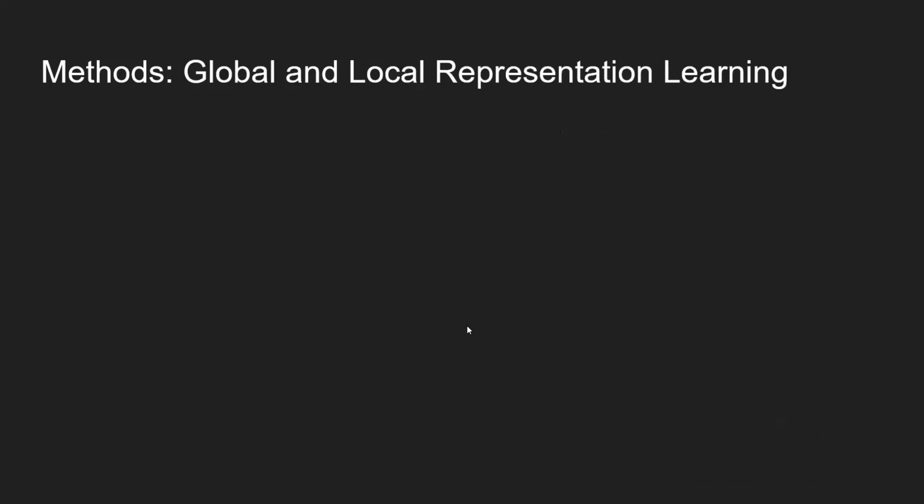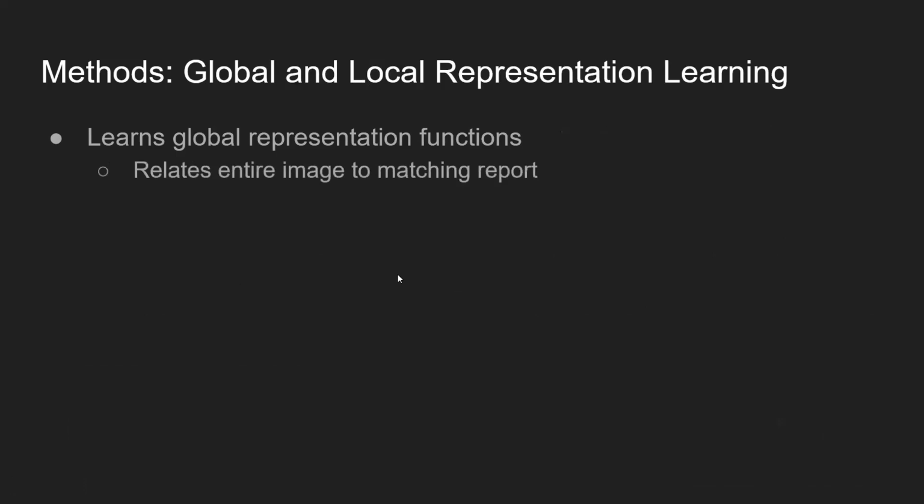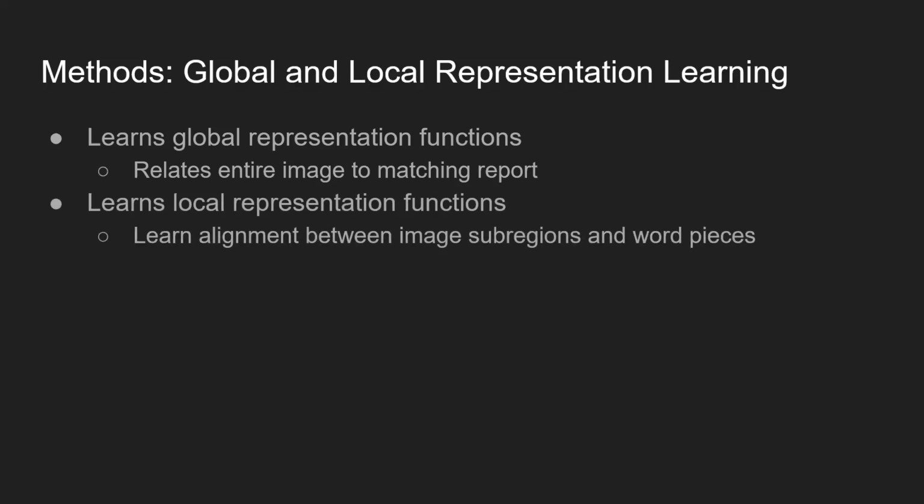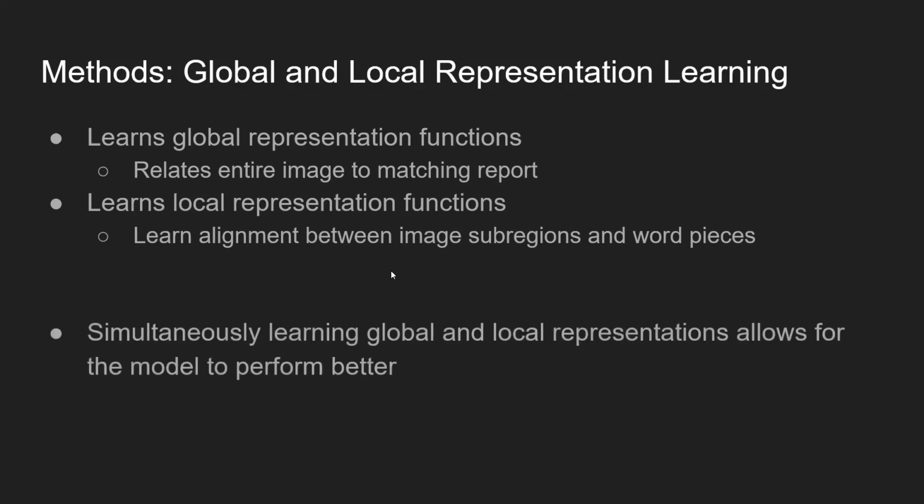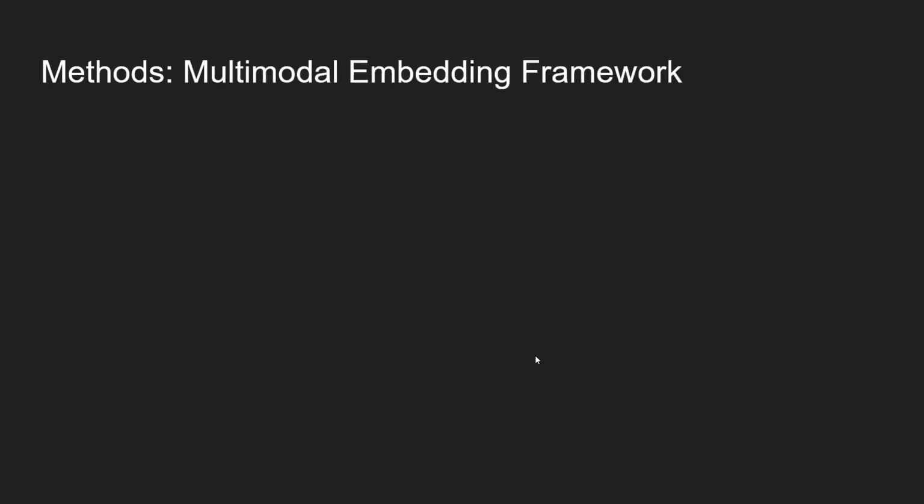For global and local representation learning, they learn the global representation functions, which relate an entire image to the matching report. And we learn local representation functions, which learn the alignment between image subregions and word pieces. Simultaneously learning global and local representation allows the model to perform better, which we'll see later.